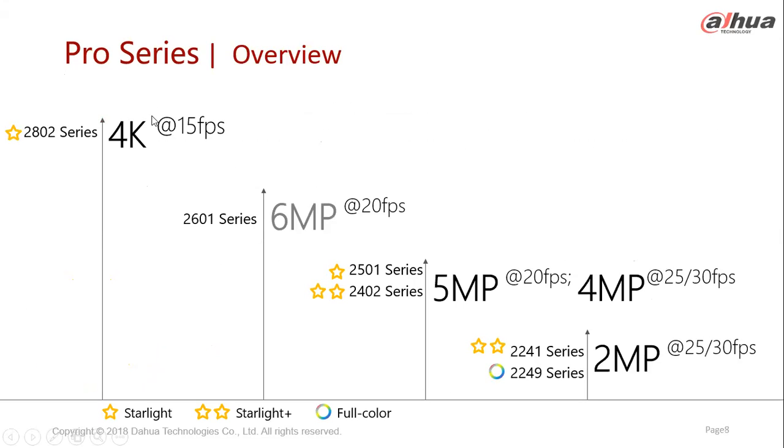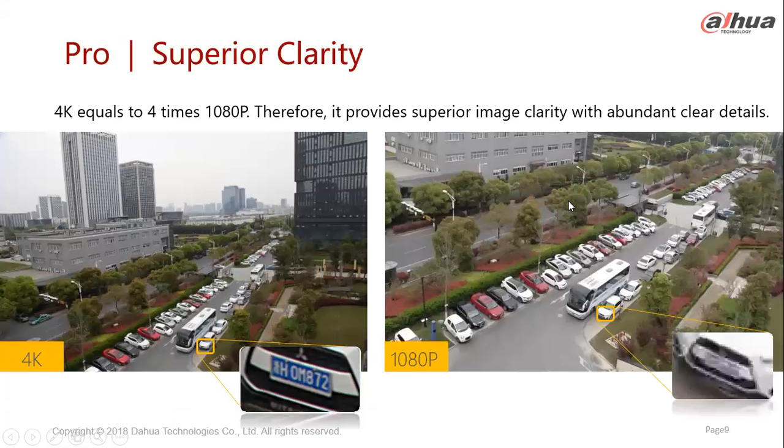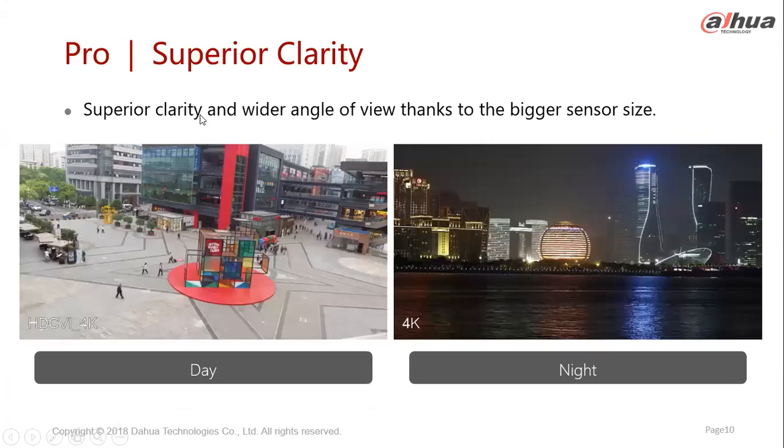For the Pro series, the 2802 series supports even up to 4K at 15 frames per second. We'll have the 26 series, 6 megapixels at 20 frames per second. As you go, even up to the full color series, 2 megapixels. So you can see the difference between the 4K and 1080, that is the 2 megapixels. At night you would see how the 4K would look during the day and how the 4K would look during the night. Let's see, it's quite a good image.